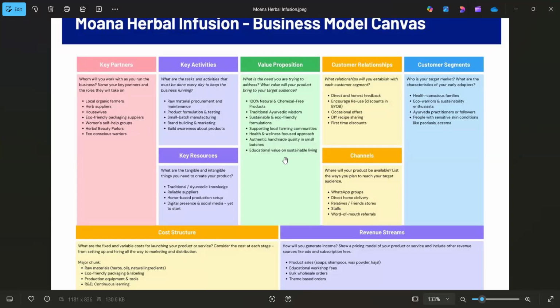Key resources: traditional Ayurvedic knowledge. Whatever knowledge we gain from our ancestors or elders, we use for certain products. Then we look for reliable suppliers, because, for example, I procure the soap base or shampoo base from a certain supplier. Next time, if I don't get the same product from the same supplier, the quality varies. So one of the key resources is having reliable, same-quality products, so that our final output does not vary. Then a home-based production setup: we have one empty room upstairs on the first floor of my house, and we do those things there.